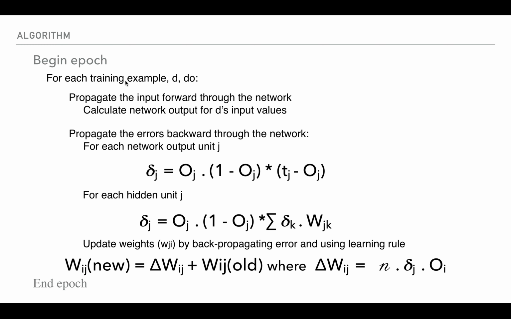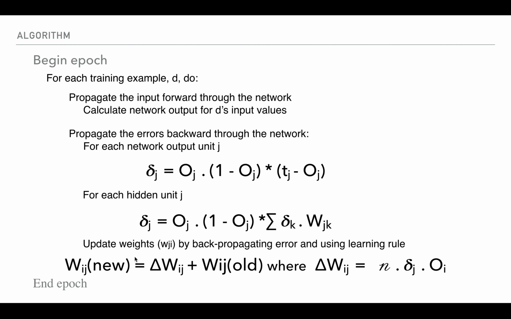Okay, so the algorithm is we will begin an epoch, and for each training example D, we have to propagate the network input through the network and calculate the network's output for D's input values. So we will get the output for the training example D. Then, this is in the training phase, so we will get the error from the predicted and the actual value, and we will propagate the error backward through the network.